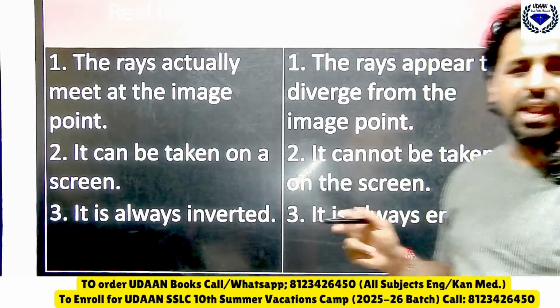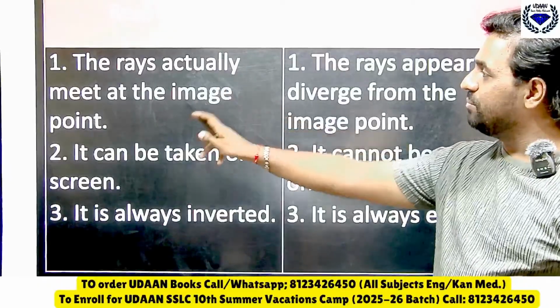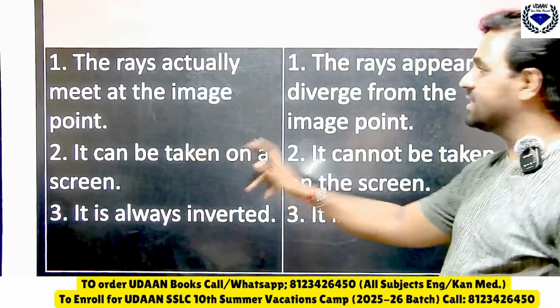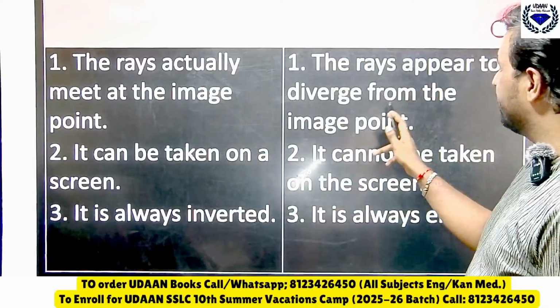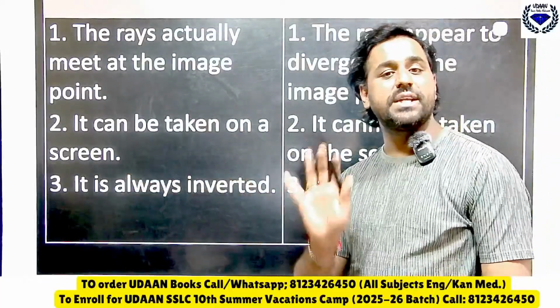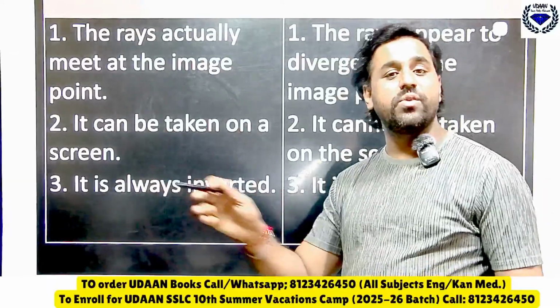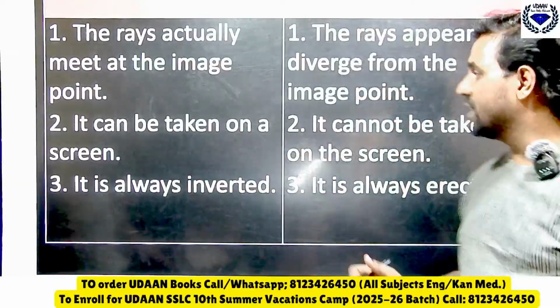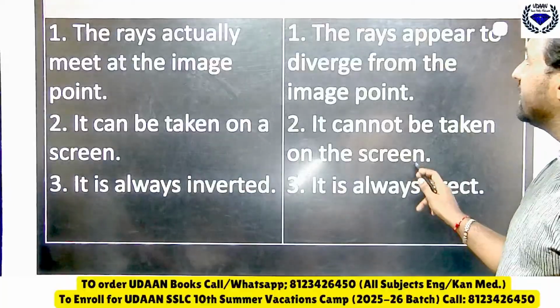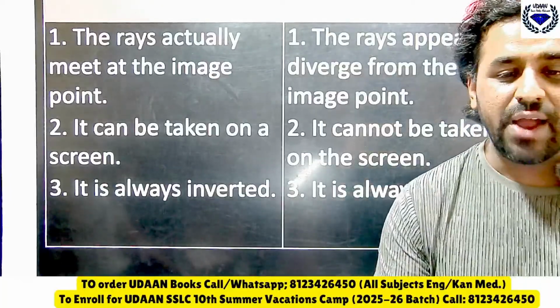I hope you people are connecting. Yes. So ಇಲ್ಲಿ ನೋಡಿ, the rays actually meet at the image point in this case, and the rays appear to be diverged from the image point. It can be caught on a screen. That means the real image can be taken on a screen. ನೀವು ಅದು ಕ್ಯಾಪ್ಚರ್ ಮಾಡಬಹುದು, but it cannot be taken on a screen. ಅಂದ್ರೆ virtual image ಏನೈತಲ್ಲ, you cannot catch it on the screen here. I hope you people are connecting.